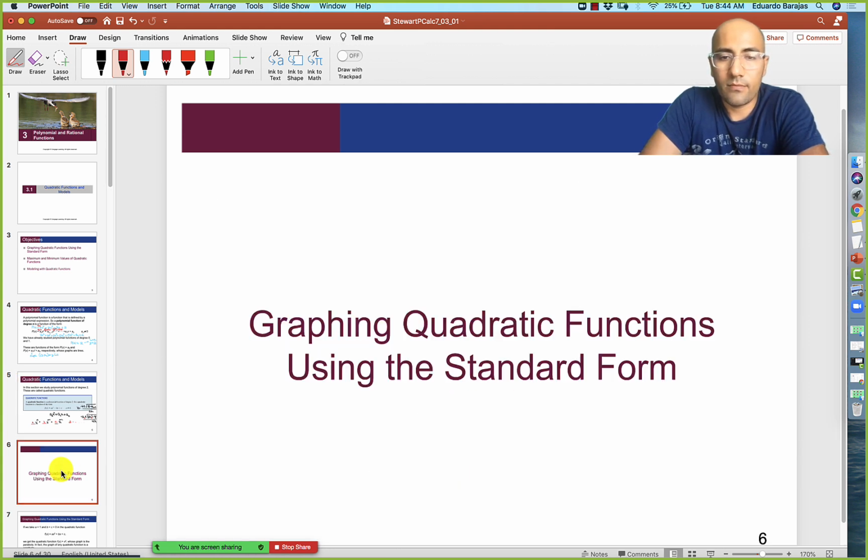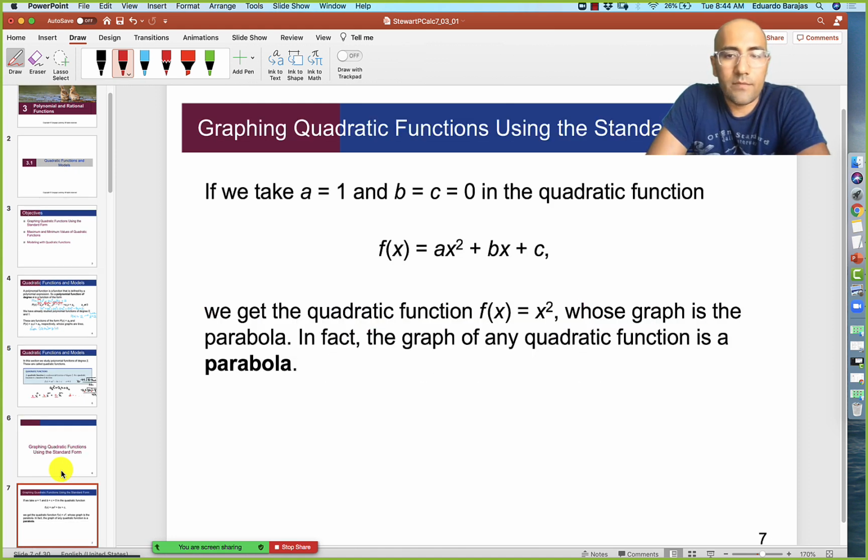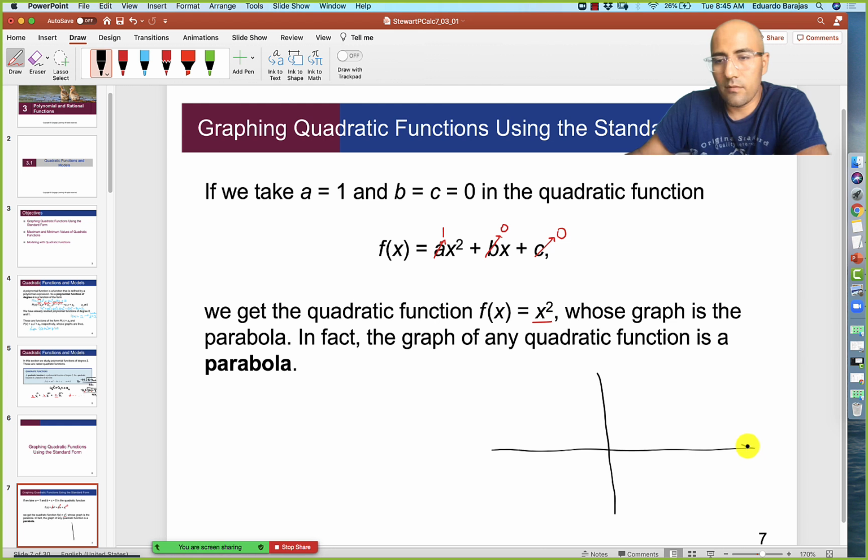Okay, moving on. Graphing quadratic functions using the standard form. Okay, so if we take a equal to 1, b and c equal to 0, then this whole thing just breaks down to just give you x squared, right? So in the special case where this guy happens to be the constant 0, and this guy happens to be the constant 0, and this guy happens to be the constant 1, then we have ourselves an x squared, right? Whose graph is the standard parabola that we're all very accustomed to seeing by now, right? Your standard parabola goes this way.